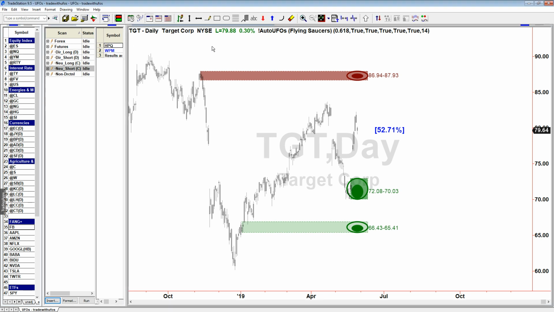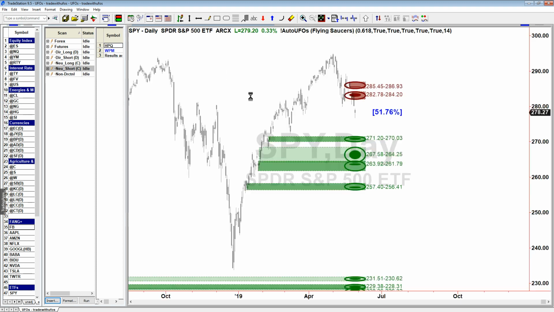Okay, remember. Let me switch back to the S&P. So if the S&P is now in a downtrend, right? It's going down. It's going down. So is this the right time for you to short? Is that the right time for you to get into short trades? No. The right time is to wait for the market to come back, and now is the time to short, okay, when it gets to the red UFO.